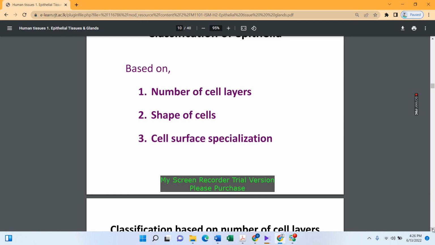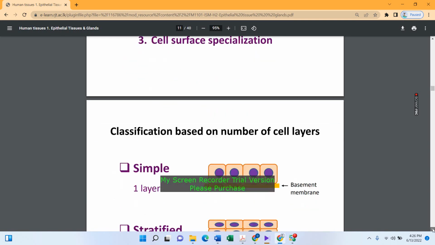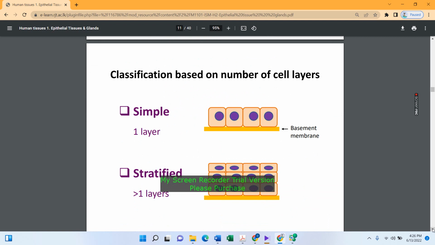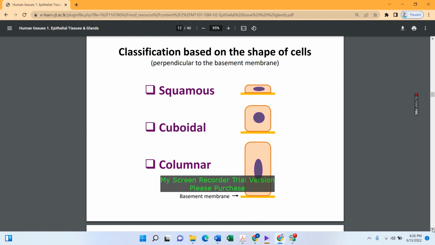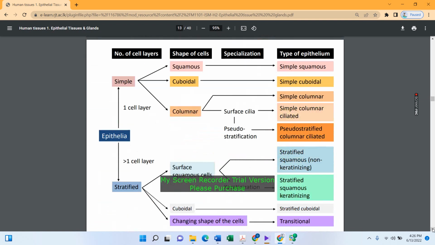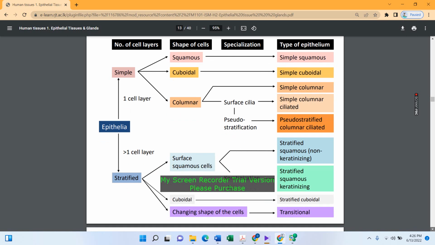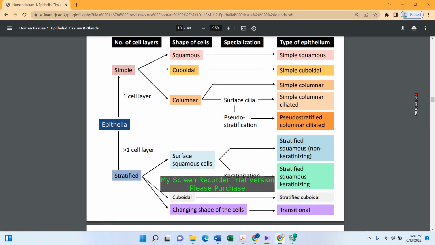Classification of epithelium is based on the number of cell layers, the shape of cells, and cell surface specialization. Based on the number of cell layers, we have simple and stratified. Based on the shape of cells, squamous, cuboidal, and columnar. Then we can further divide them, like simple squamous. So there are three types of simple epithelium according to shape: squamous, cuboidal, and columnar.